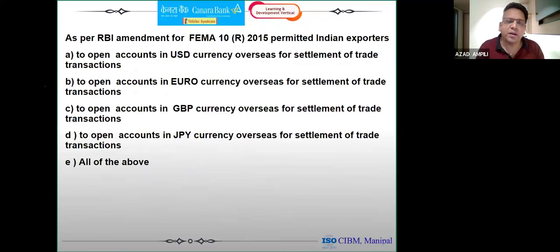Now the questions are ready on the screen, keep answering these. As per RBI amendment of FEMA, what is permitted in India? To open accounts in USD, Euro, GBP, or JPY. In chat mode, you can type the answer. The answer is E. Someone already answered it. E, very good. Wonderful participants. We will move to the next question now.